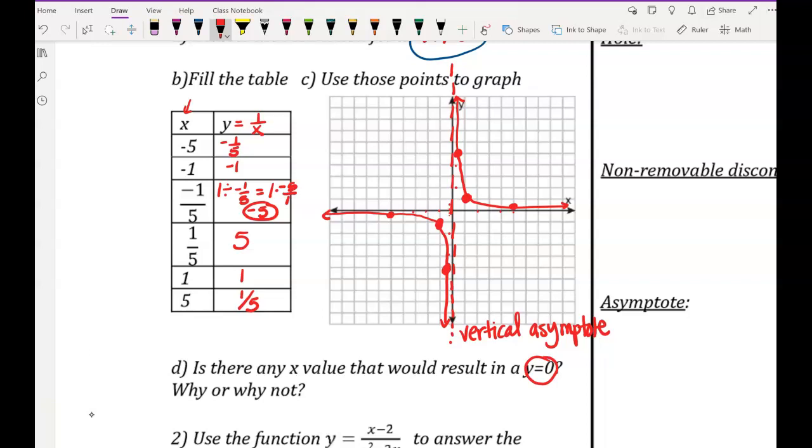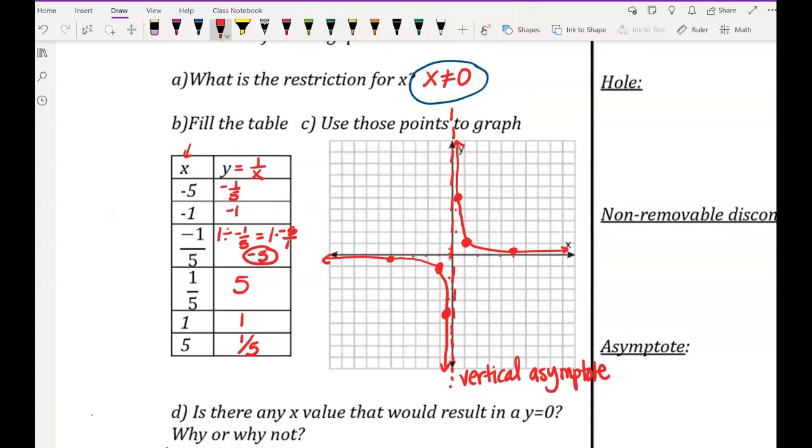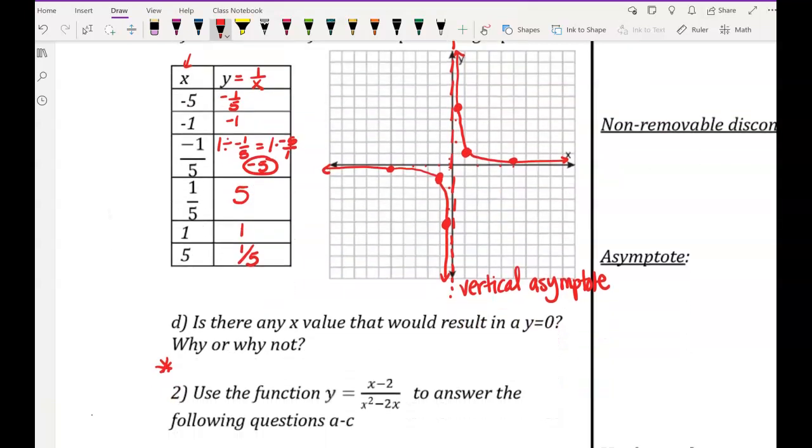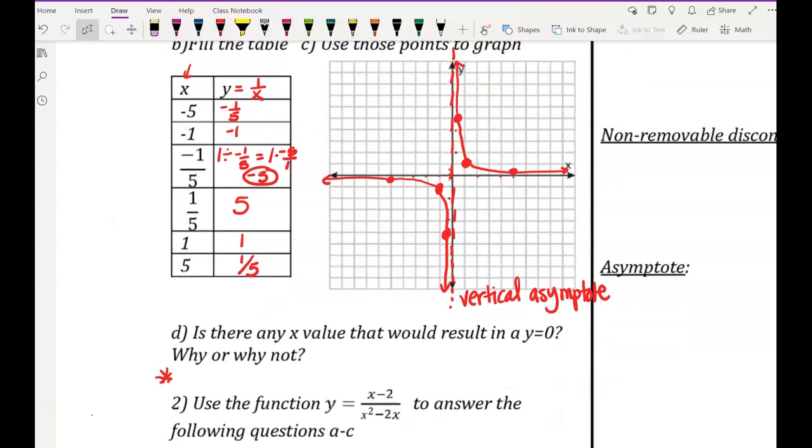Okay, like that. Now, part D says, is there any x value that would result in y equals 0? Okay, I want you to think for a second. Could we get y equals 0? If so, what x should we plug in to get y equals 0? The closest thing that we can think of is when we plug 0 in for x. Would you agree? But we said we can't plug 0 in. x can't be 0, so that's not going to be possible. So guess what? We are never going to get a y value equal to 0 either.